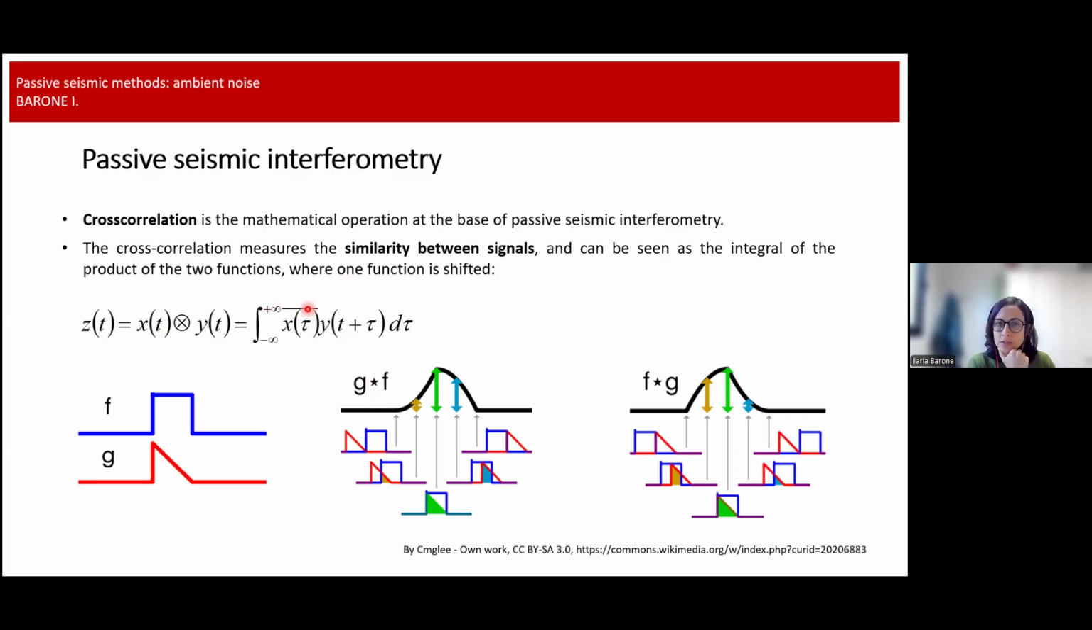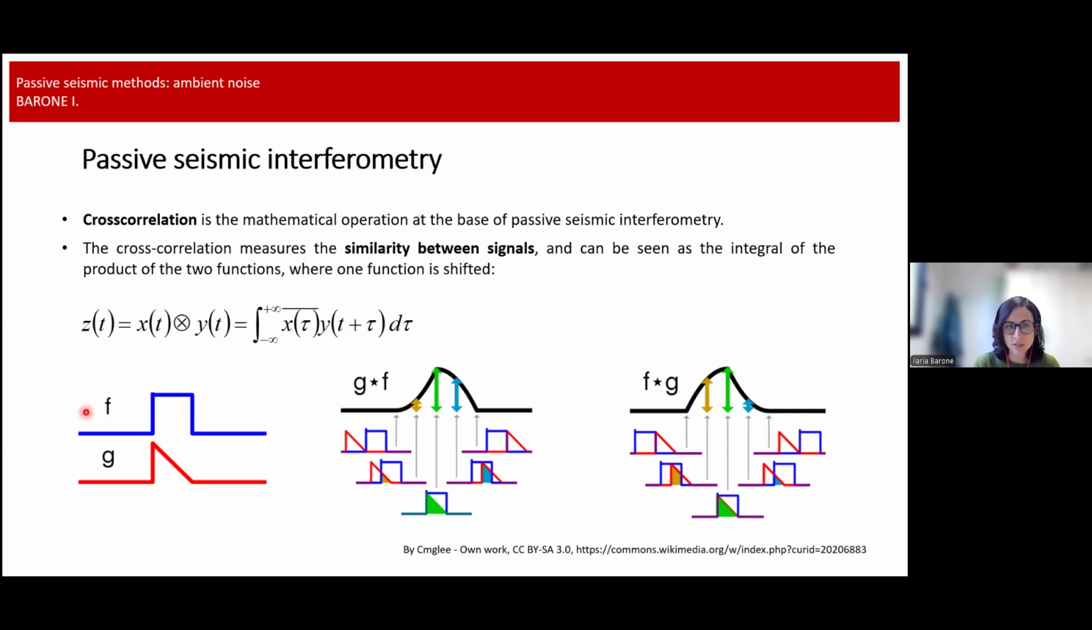You can also see this complex conjugation here that you can probably ignore for the moment, because if the signal is real, the complex conjugation doesn't really matter. And generally, we analyze real signals. Okay, so how does that work?